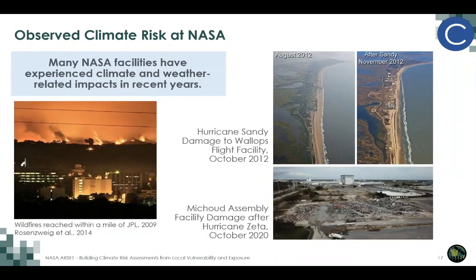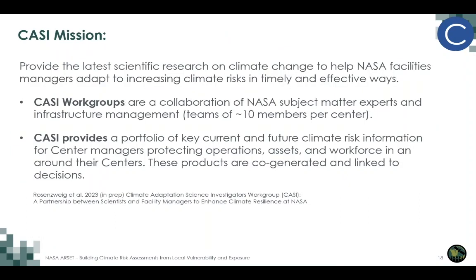CASI is motivated by experiences of climate impacts on NASA facilities and the threat of growing climate risks. Many of our NASA facilities have already experienced climate and weather-related impacts in recent years. For example, here on the top right, you can see the impact of the 2012 Hurricane Sandy inundation to the Wallops Flight Facility, which hosts a launch site. On the bottom is the Michoud facility damaged after Hurricane Zeta in 2020. And the image on the left shows wildfires and smoke near JPL in 2009. So CASI's mission is to provide latest scientific research on climate change to help NASA managers adapt to increasing climate risks.